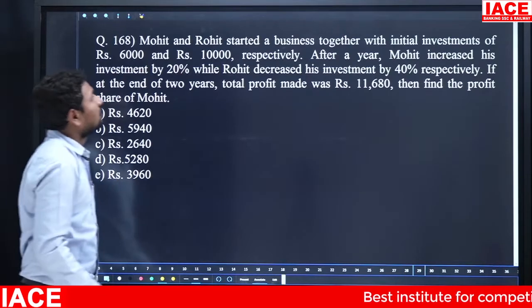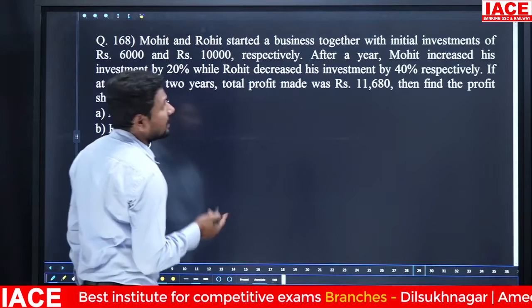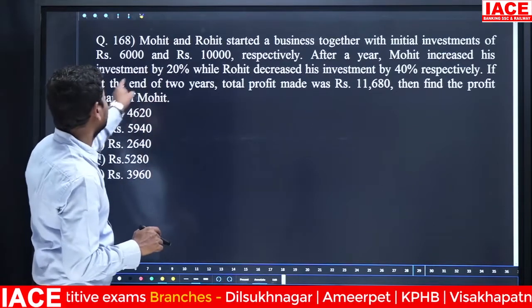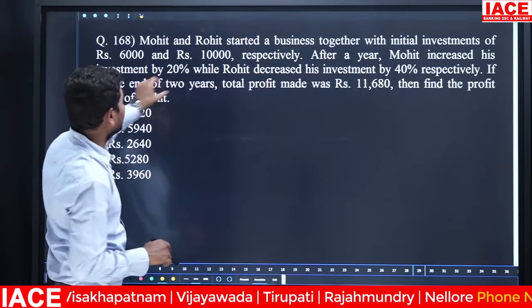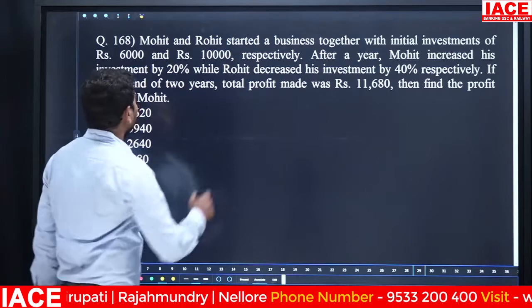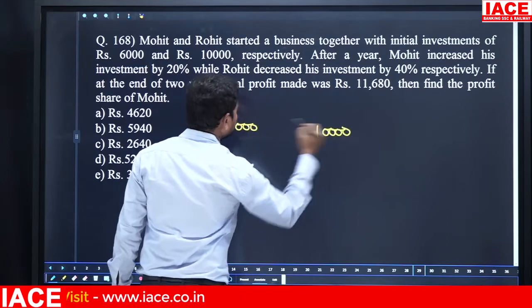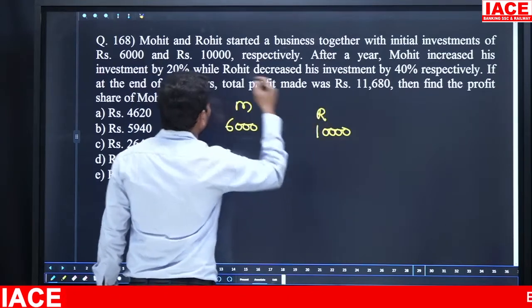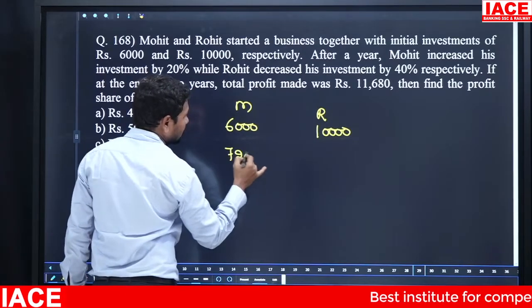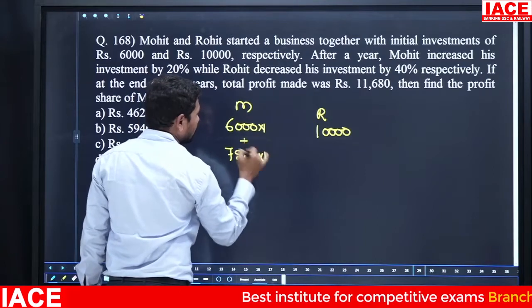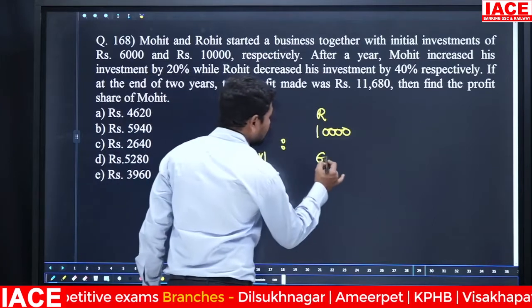Next, Mohit and Rohit started a business together with initial investments of 6,000 and 10,000 respectively. After a year, Mohit increased his investment by 20% while Rohit decreased his investment by 40%. If at the end of the 2 years the total profit made was how much rupees? Look at, initial investment is 6,000 and his investment is 10,000. This is Mohit and this is Rohit. Next year his investment is going to increase by 20%, meaning his investment becomes 7,200 into 1 year. And finally Rohit decreased his investment by 40%, meaning his investment becomes 6,000 only.